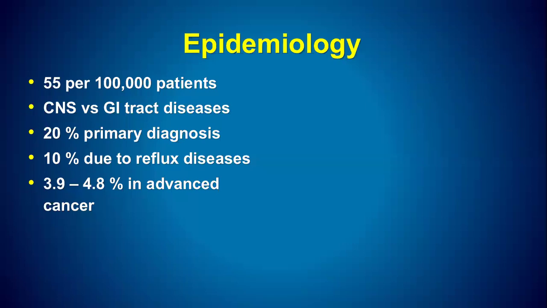So it is fairly common. You get it in 55 per 1 lakh patients in cancer, more in either central nervous system or GI cancers. Sometimes it might be the reason for the diagnosis. So 20% of them present with hiccups when they are diagnosed with cancer. Many of the times it's because of the reflux disease that they have. And it is as common as 3.9 to 4.5, almost 5%, in advanced cancers. Next slide, please.